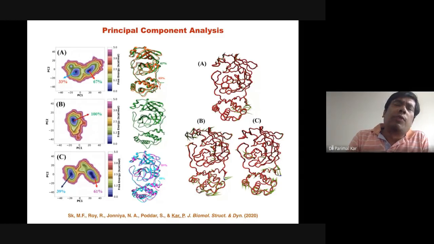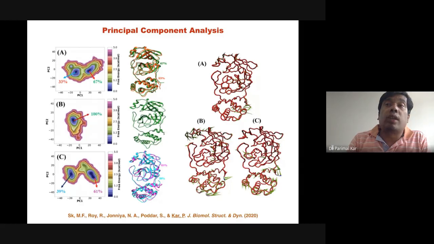Okay, so if you perform this PCA analysis, for figure A, that corresponds to the APO structure, you see that you got two minima. The minima correspond to the dark blue, so those are the favored regions. It means that at room temperature, these structures have two different conformations.